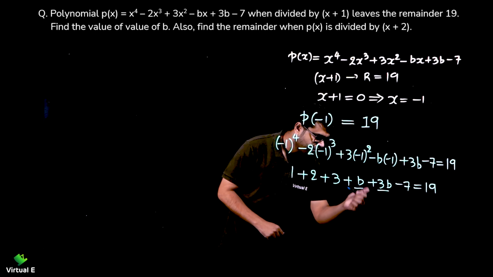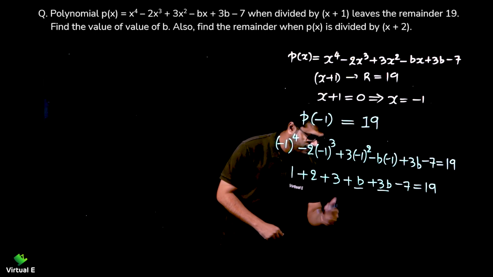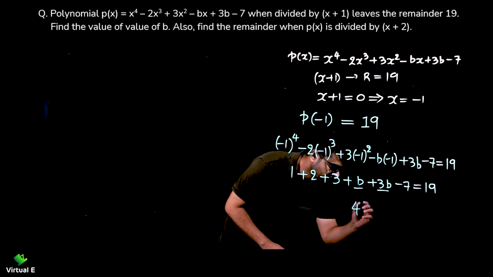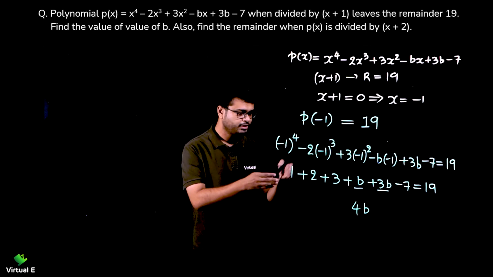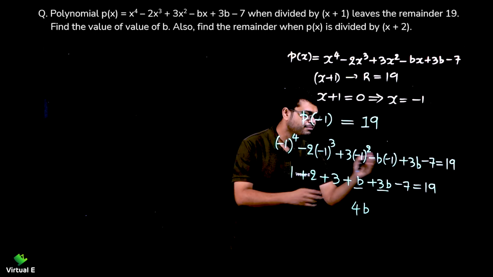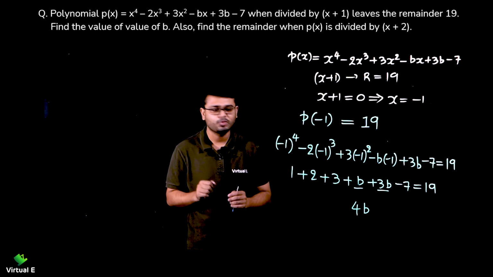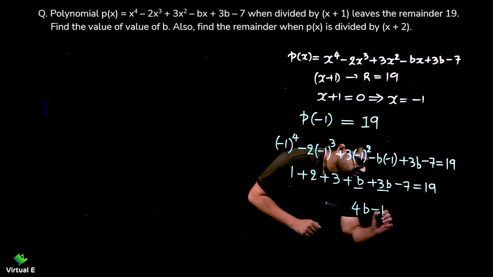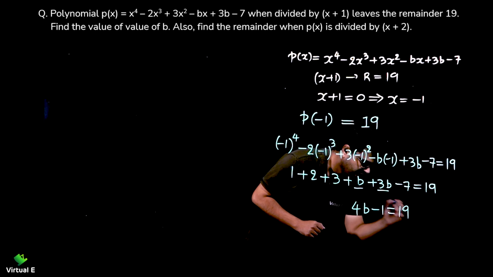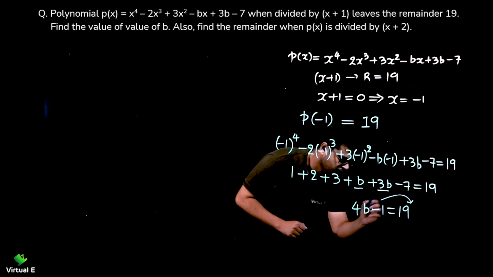Now let's simplify. b and 3b will make 4b over here. So let's write simply 4b. Here 1 plus 2 is 3, and 3 more is 6, and minus 7. 6 minus 7 is what? Minus 1. So minus 1 is equal to 19. Let's shift this minus 1 over here.